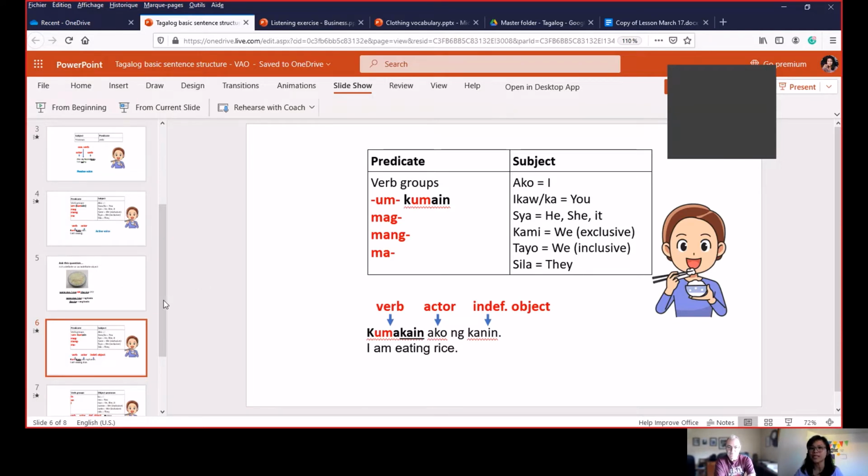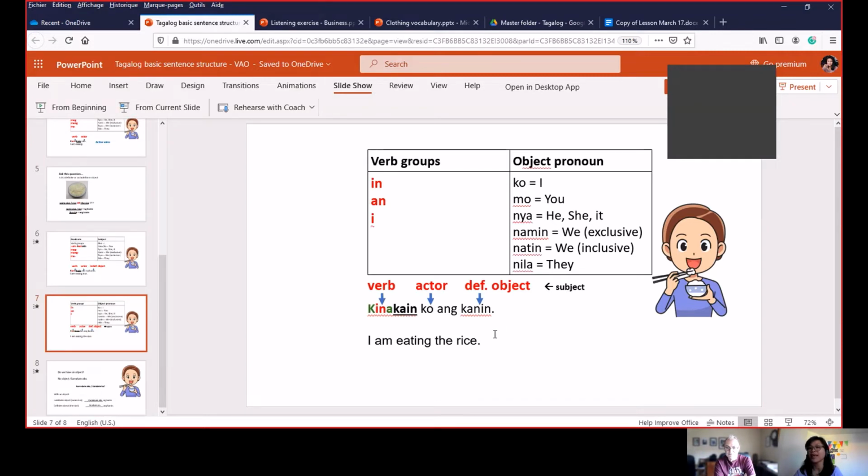Right. Next, let's try the one with a definite object. So here we have a definite object, ang kanin. If this is the case, we have to pick our verb from these groups here. So in and e. So e, that's i, but we pronounce it as e. So kinakain. Same thing here. You can find these groups on the internet. We have a list of that.